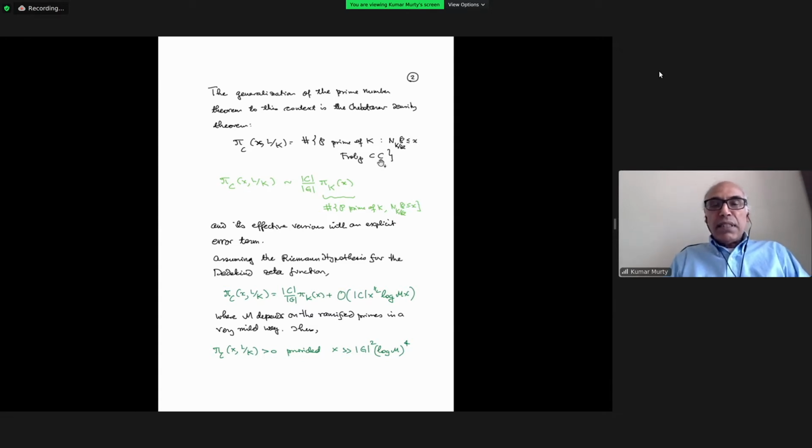So you count the number of primes where the Frobenius conjugacy class is contained in this set C, and the Chebotarev density theorem says that the Frobenius elements are equidistributed by the discrete measure. So G is a finite group, so it's just distributed by a discrete measure, and so therefore pi sub C of x, L over K is asymptotic to the size of the conjugacy class divided by the size of the group times the total number of primes of norm less than or equal to x.